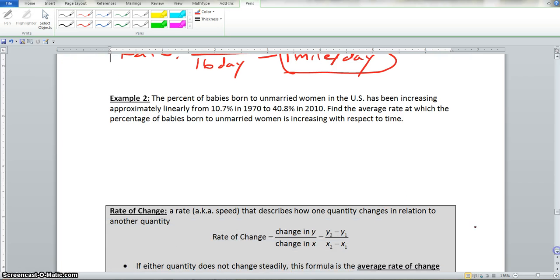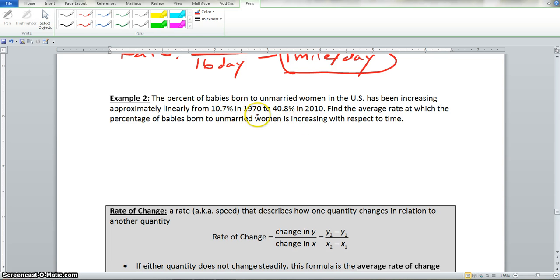Now we have example 2. It says the percent of babies born to unmarried women in the U.S. has been increasing approximately linearly from 10.7% in 1970 to 40.8% in 2010. Find the average rate at which the percentage of babies born to unmarried women is increasing with respect to time. Okay, so now we have 1970 and we also have 2010.